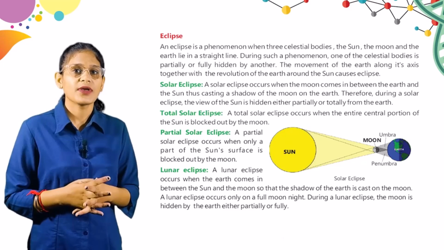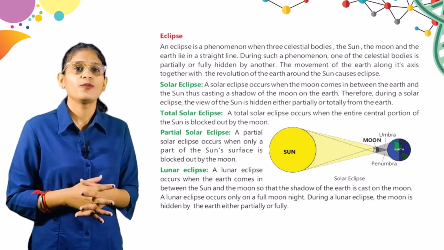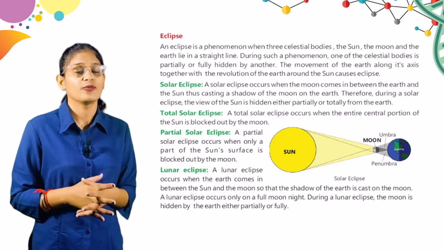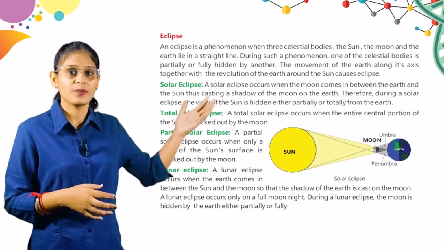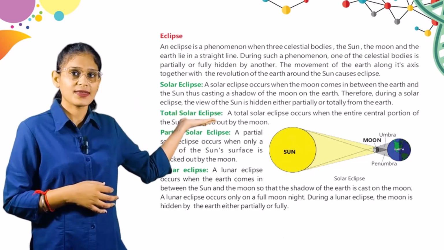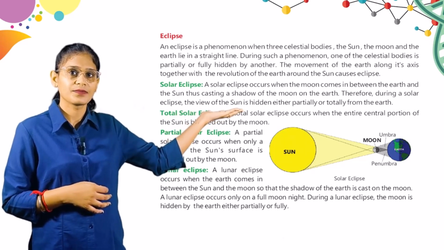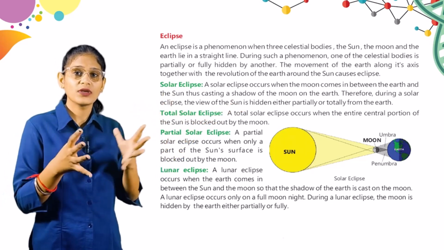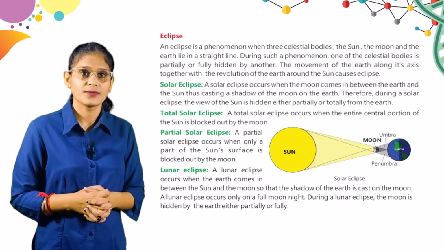A total solar eclipse occurs when the entire central portion of the sun is blocked out by the moon. Look here, here is a picture. Look here student, this is a picture of solar eclipse. Here is sun, moon and earth. So that's how moon comes in between sun and earth.